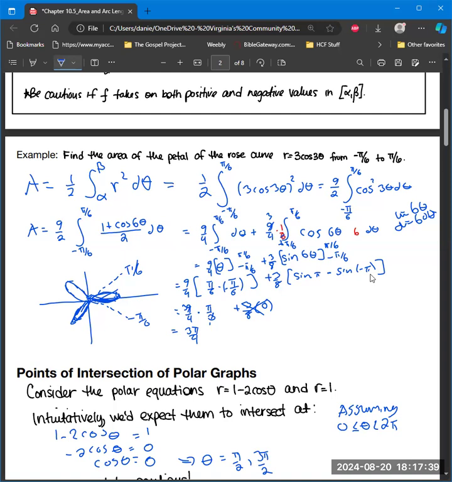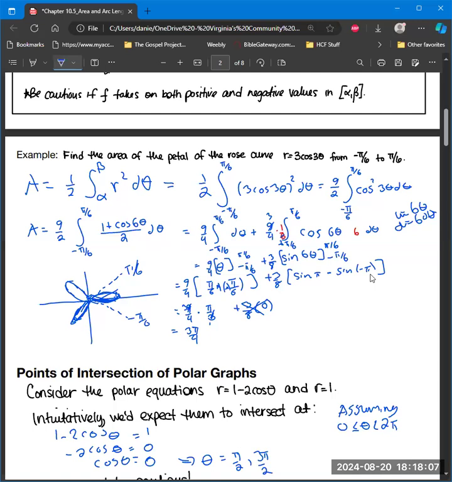This integral was just theta from negative pi over 6 to pi over 6. So that's going to be 9/4 times the quantity pi over 6 minus a negative pi over 6. Those negatives become positives. 2 pi over 6 is the same as pi over 3. 9/4 of pi over 3. 3 goes into 9 3 times, and I'm left with 3 pi over 4.